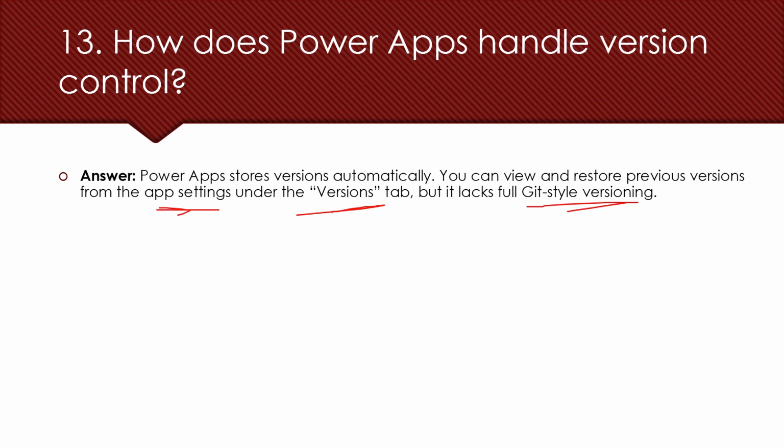In preview, they came up with Git connectivity in Power Apps, but somehow that was not working as expected and they stopped that particular experimental feature. So at the moment, we only have the versions, but Git style versioning is still missing in Power Apps.